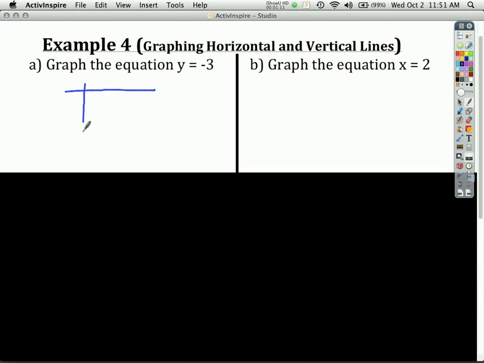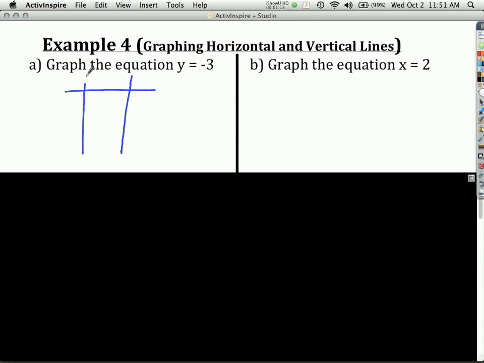for this, I'd have my x, my y. My function is a little hard to put in, so I'll write y equals -3. So could someone give us some values that we could use as our input values? Okay, -1, 0, 1, 2. Okay, so that's probably the best choice. So let's plug it in.